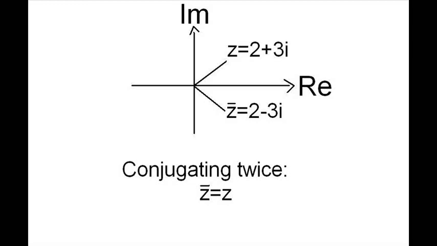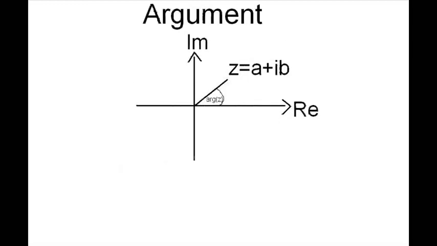Now, let's take two more things that are really important when you're working with complex numbers. The first thing is called the argument. What is the argument? It is the angle calculated in the positive direction between the real axis and the complex number z.